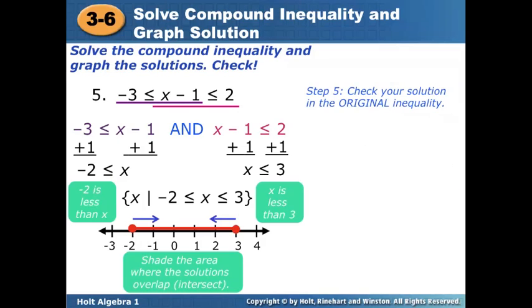We will now check a value in the original problem. Always check with the original problem. I've chosen to check with the positive 1. You could check with any number from the shaded region. When you work it out, we get negative 3 is less than or equal to 0, which is true, and 0 is less than or equal to 2, which is also true. So this does check out.